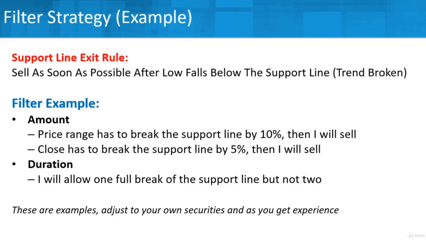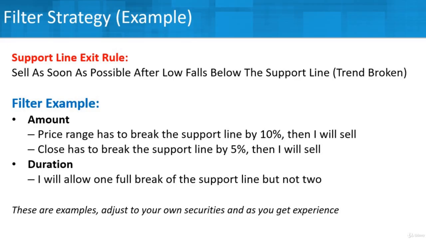Or I might say, not only the range, the actual final close has to break the support line. And it needs to not only break the support line, but do it by, let's say, 5%. Then I will sell. By the way, these numbers, 10%, 5%, are not etched in stone. You can use your own numbers, and you'll want to, as you learn your securities or the universe of securities you're trading. You might make those numbers lower or higher, depending on your risk level and how much profit you want to book.